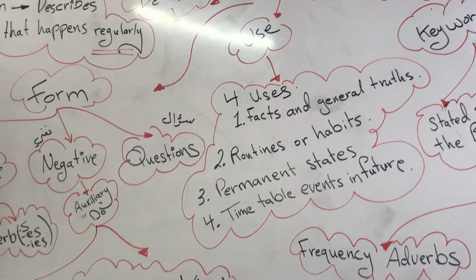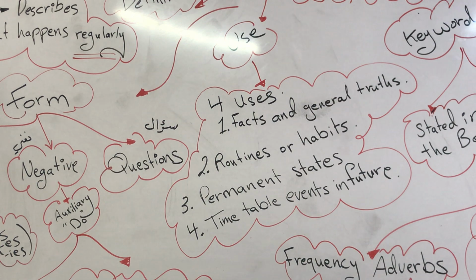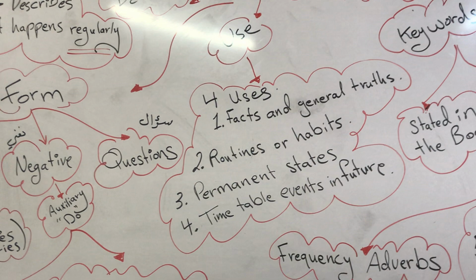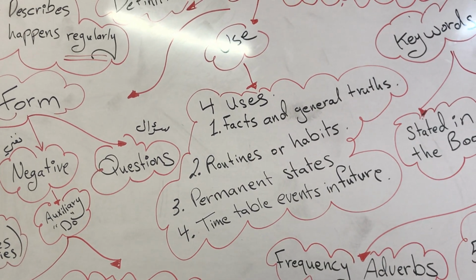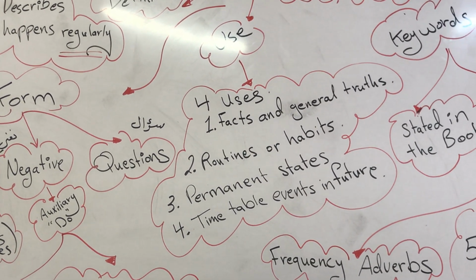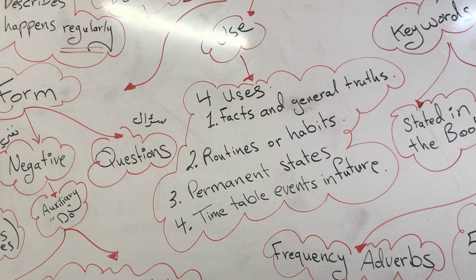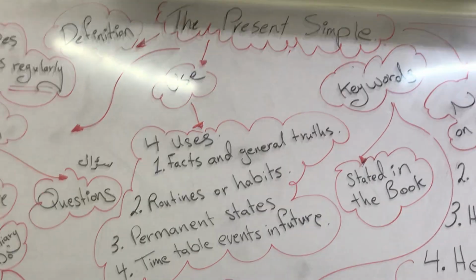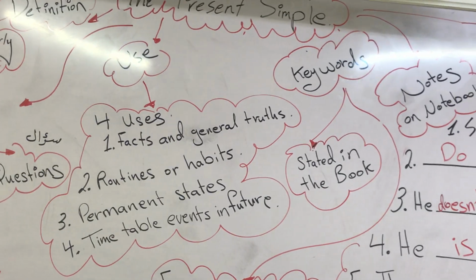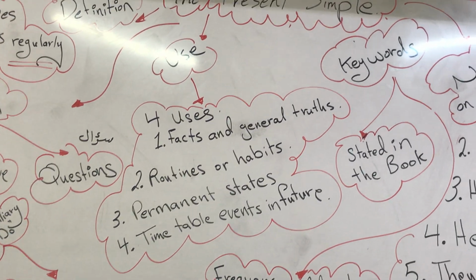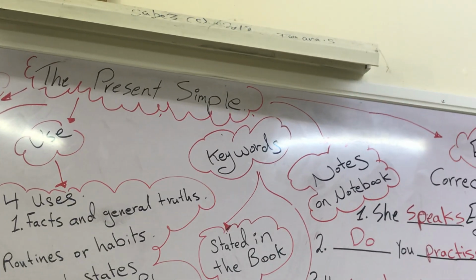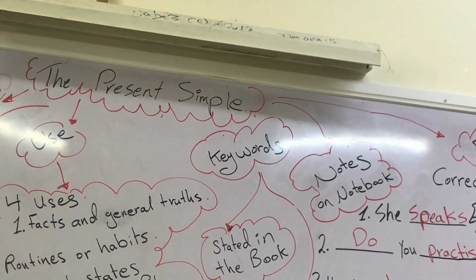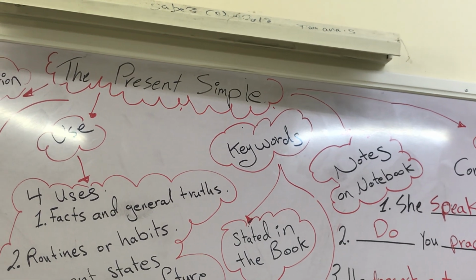And we talked also regarding the use of the present simple tense, and we said that they are for facts and general truths, routines or habits, permanent states, timetable events, and future. Your keywords are stated in your book and we explained them, and we talked also regarding some notes and I explained them from the notebook in the explanation.